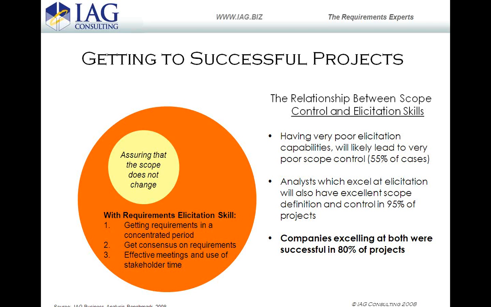Look at the differences. Not explainable purely by the skill level of the project managers themselves. Companies that had both, they were excellent at scope control, they were excellent at elicitation, 80% of those projects were successful. So very significant differences in here, and there's a tight relationship between what I'll call elicitation excellence and scope control.